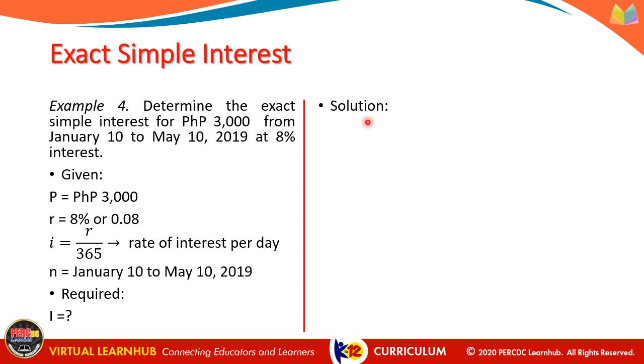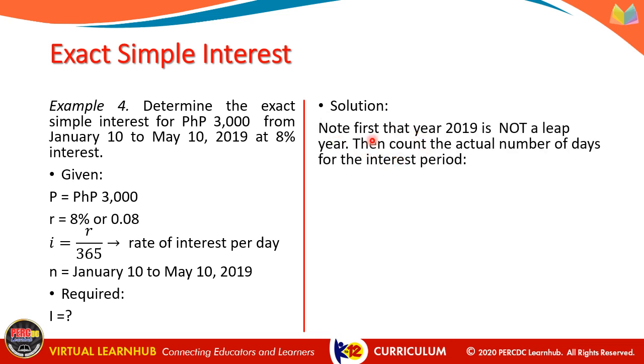But for our solution, we should note first that year 2019 is not a leap year. Year 2019 is not divisible by 4, therefore it is not a leap year. That's why we have here 365. I is equal to R over 365 because in a normal year, we only have 365 days. Then, count the actual number of days for the interest period.